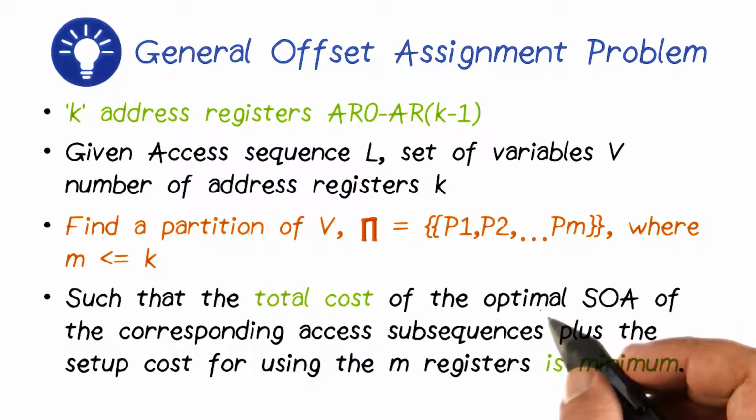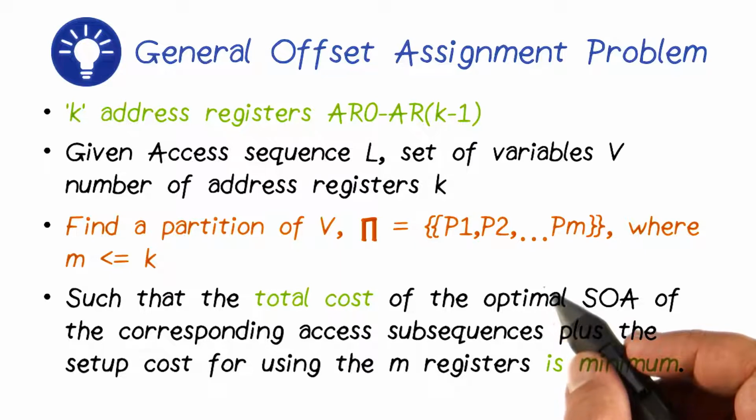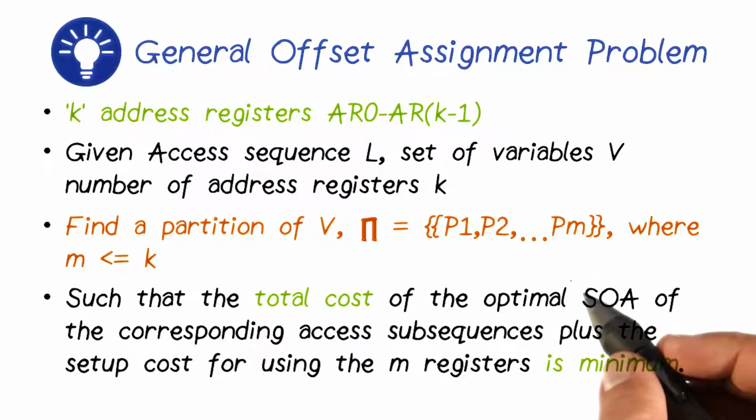But again, what is the goal here? We have this complex access graph and we partition it into subgraphs. We give each one of these subgraphs to each one of these address registers, and then we solve the path cover problem independently, and we find the total cost by taking the sum of these costs. The total cost should be the minimum one, and we pick that partition which minimizes the total cost as the best partition.